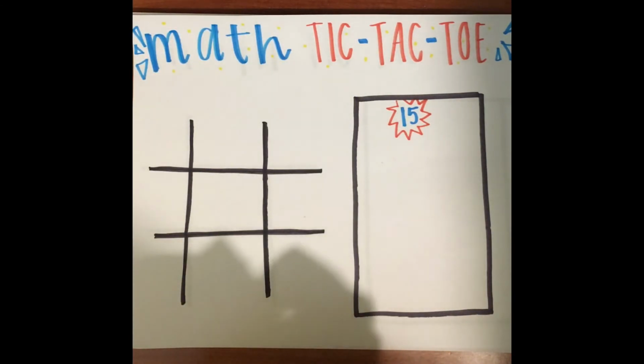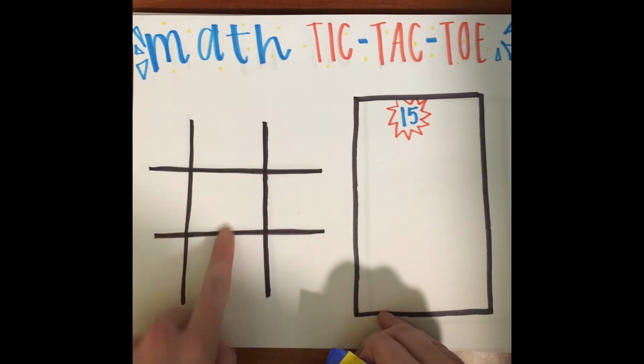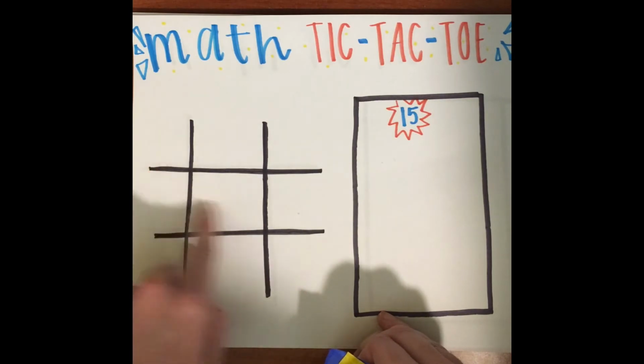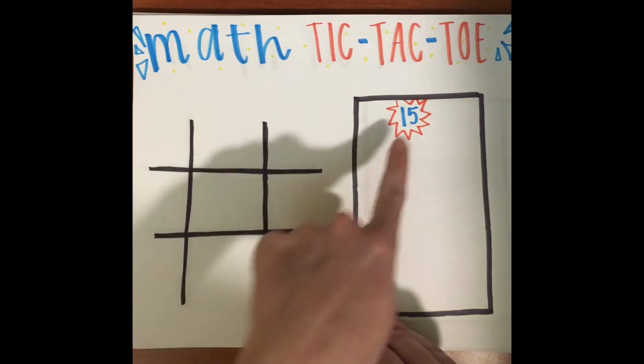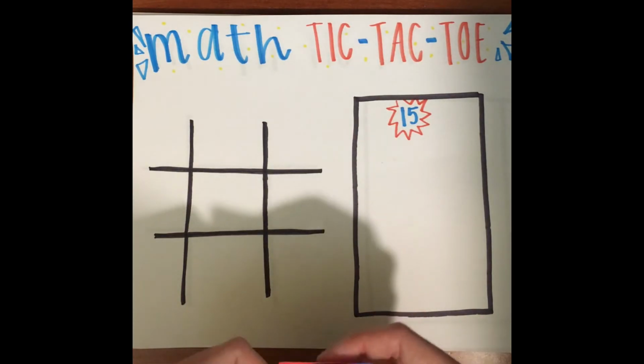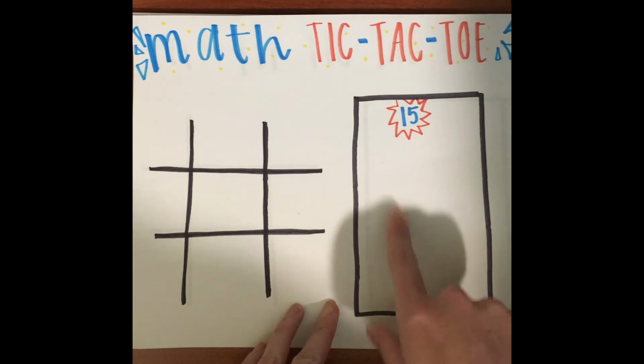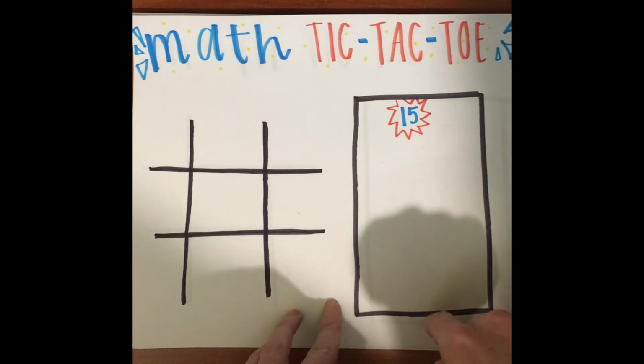So to play this game, the goal is to get 3 numbers in a row, column, or diagonal, that equal 15. That's our magic number. So we're going to have 3 addends that we want to equal 15. And then I have this scratch paper area so that I can use my strategies to solve my problems.